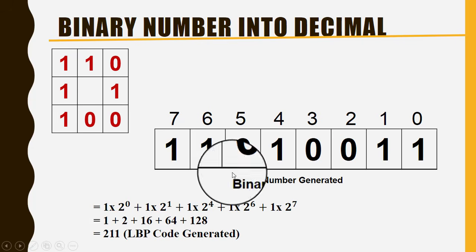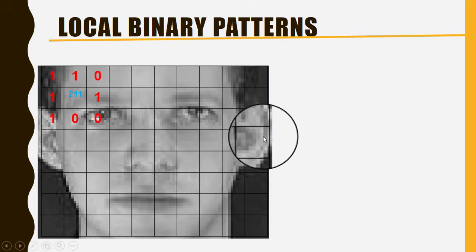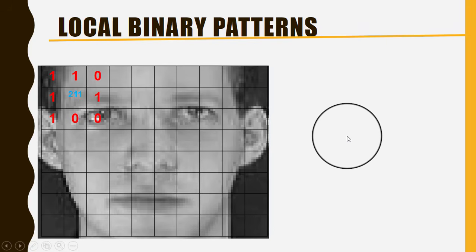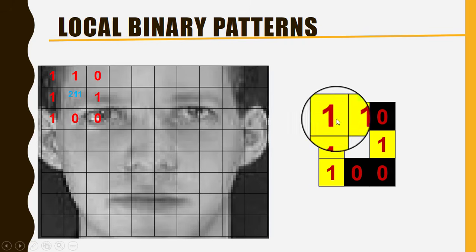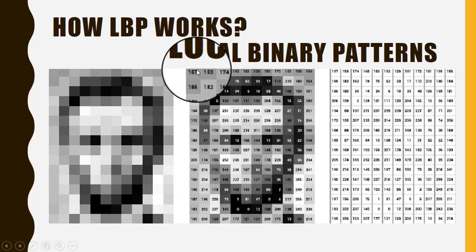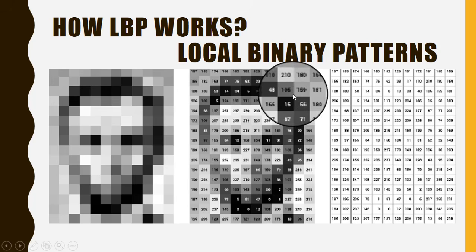As I told you, using this technique we compute the value for the central pixel, and we do this for the whole image. This technique, LBP, will create the patterns for the image. So these are the values it computed, and like that we compute all the values.